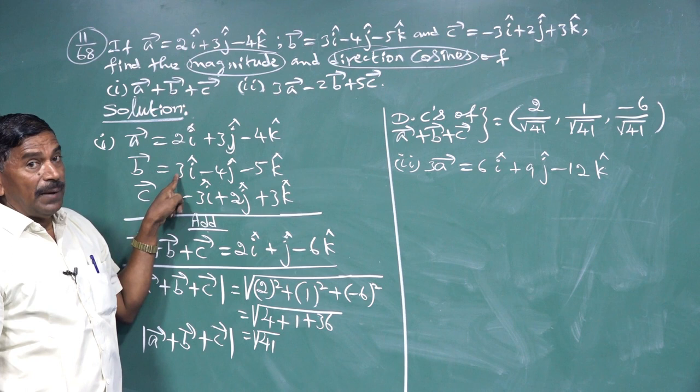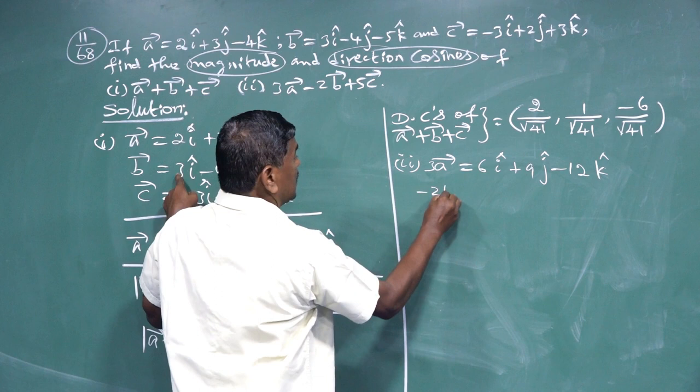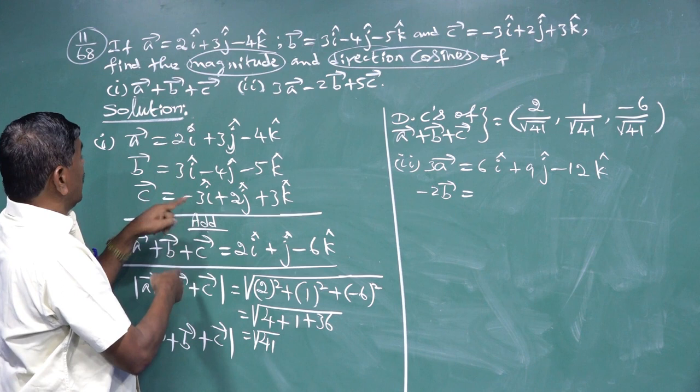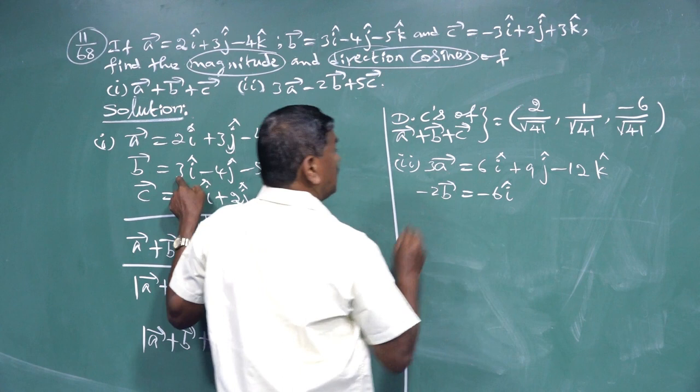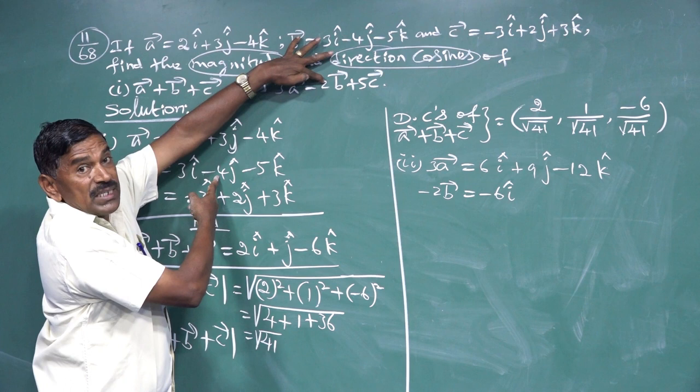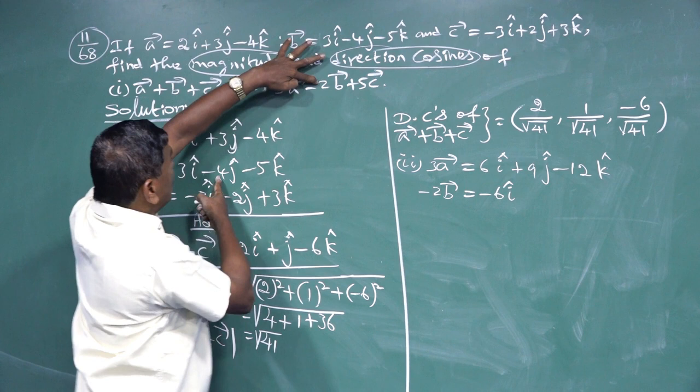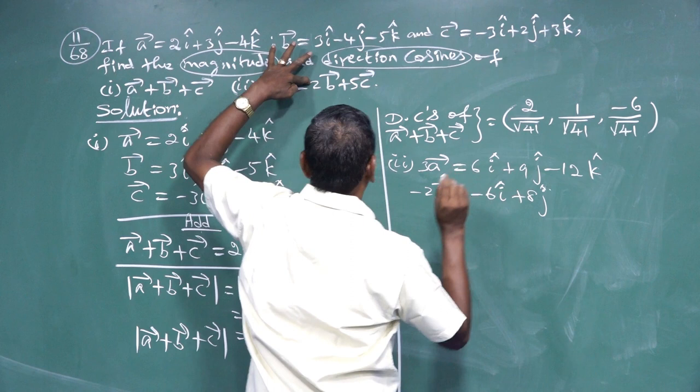So that is minus 2b vector. Here minus 2 times b vector: 2 3s are 6, so that is minus 6 i cap. Next, 2 2s are 4. Minus into minus? Yes, plus. So 2 2s are 4, so plus 8 j cap. Okay, come to k.